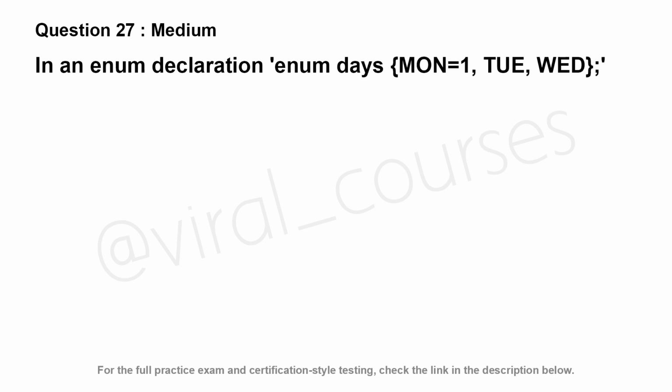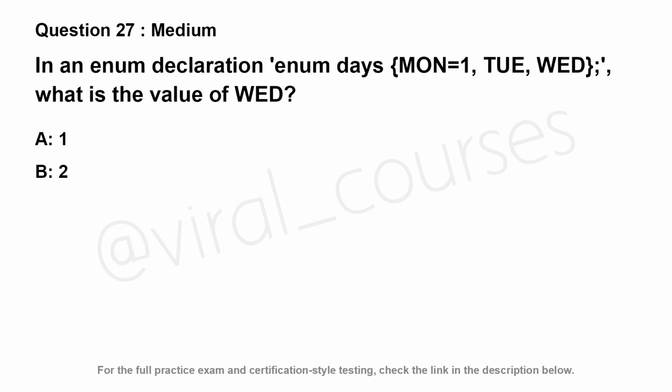In an enum declaration, enum days {mon = 1, tue, wed}, what is the value of wed? Option A, 1. Option B, 2. Option C, 3. Option D, 0.